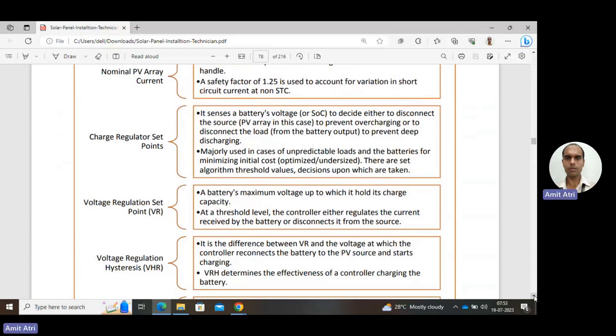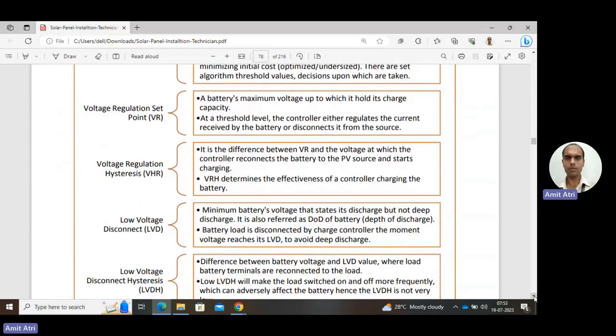Okay, then these are set. So there are set algorithm threshold values, upon which decisions are taken. The threshold is shown in a diagram on our next page, where we will see this type of limits. Voltage regulator set point: the battery's maximum voltage up to which it holds its charge capacity.